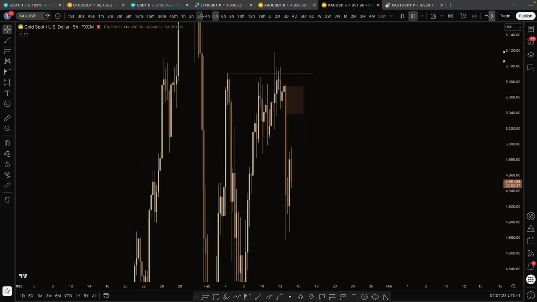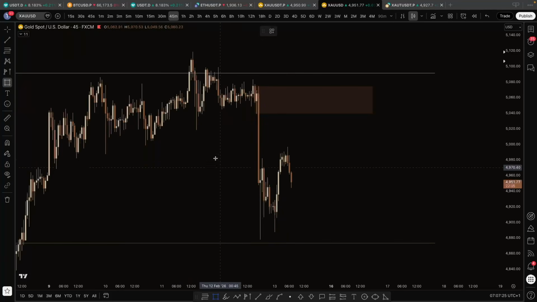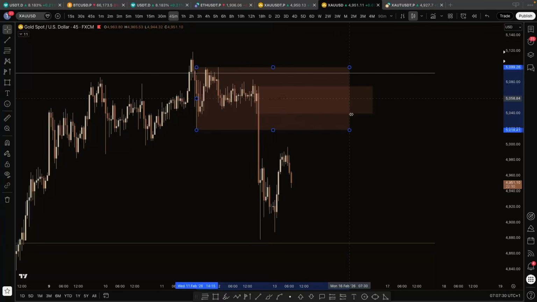So now I'll watch for just supply, and we have this supply POI as well, this higher time frame supply POI. So this is your big supply, and this is your most refined supply. So I will have my alert on both.